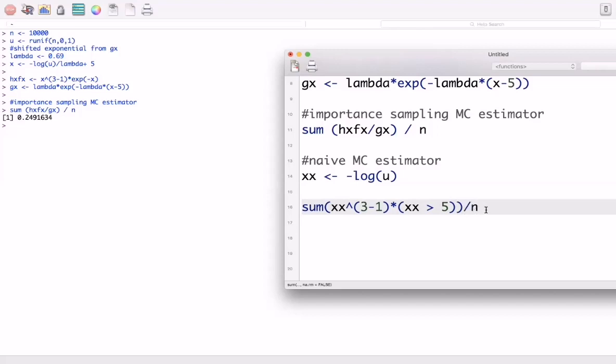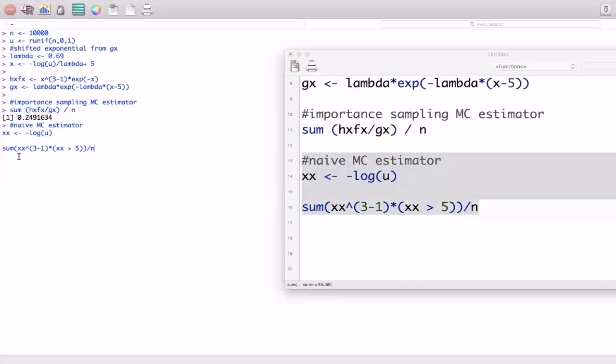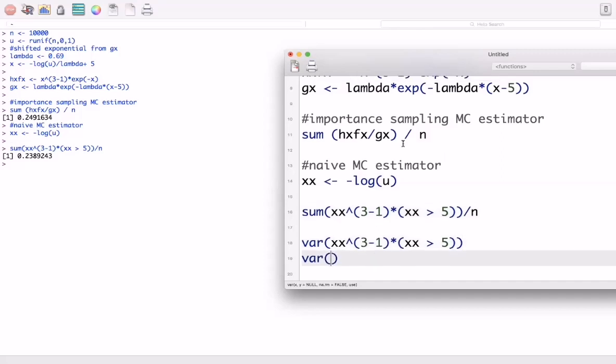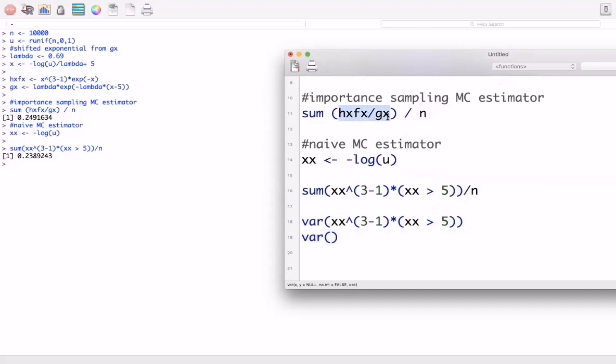Then let's check the result. Okay, it's quite close to the one that you got from importance sampling, which is about 0.24 something. Now, of course, we're not interested too much in the expectation, but rather in the variances. Look at the variance for this part, and then we compare it with the variance for h(x) f(x) over g(x). Let's look at the difference.